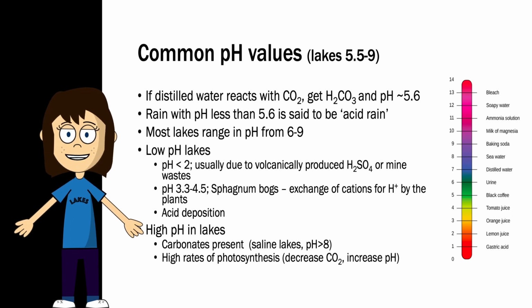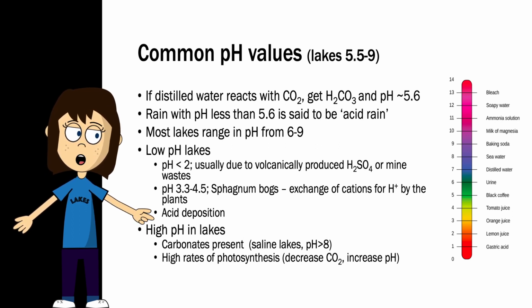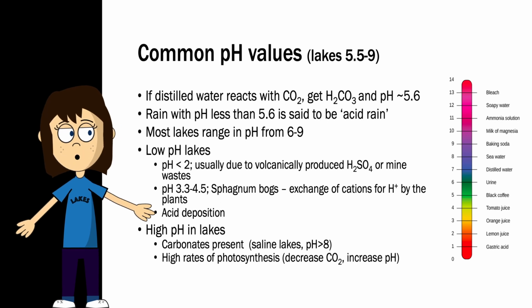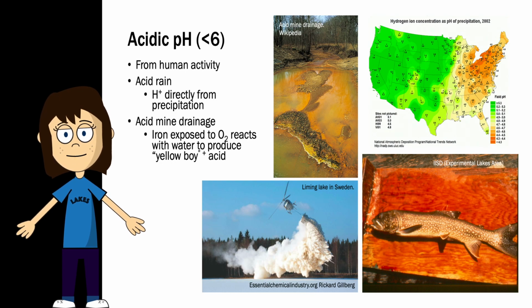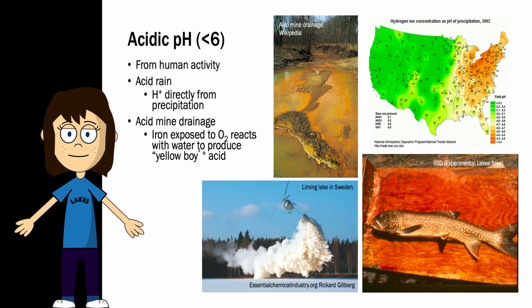Likewise, high pH is present in lakes as well. This is often due to high concentrations of carbonates found in saline lakes, and also can be a result of high rates of photosynthesis, which decrease carbon dioxide and increase pH. As previously mentioned, acid rain can be a major problem for lowering the pH of aquatic ecosystems, but the acidic discharge of mining wastes is also a major source of acidification in inland waters, albeit more localized than the problem of acid rain was.